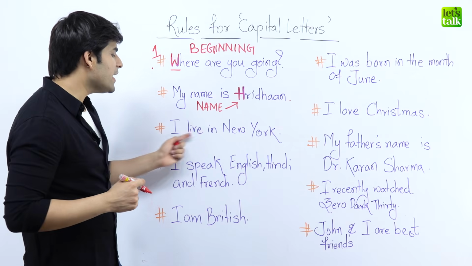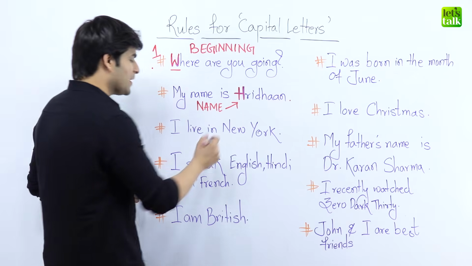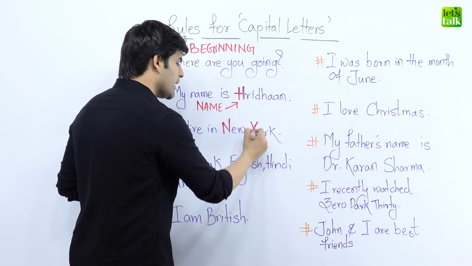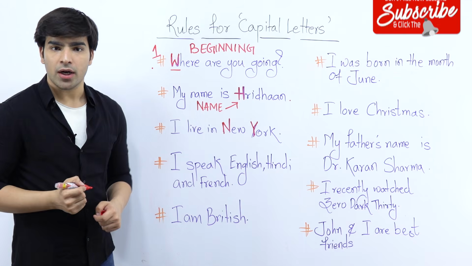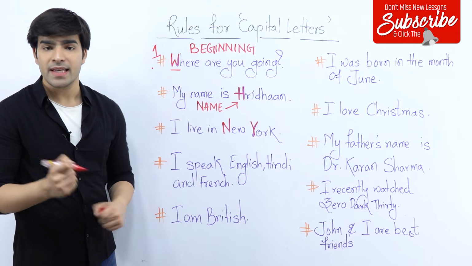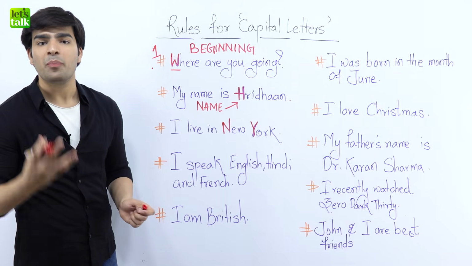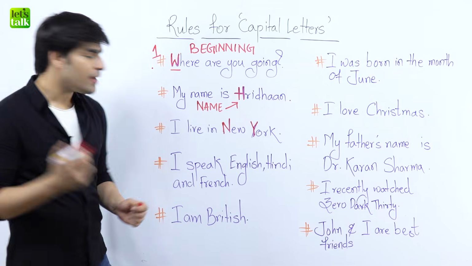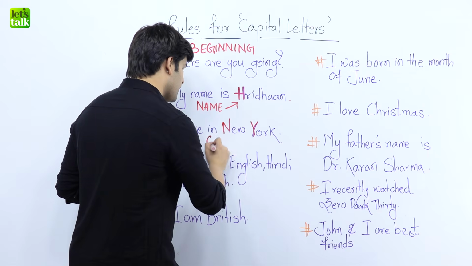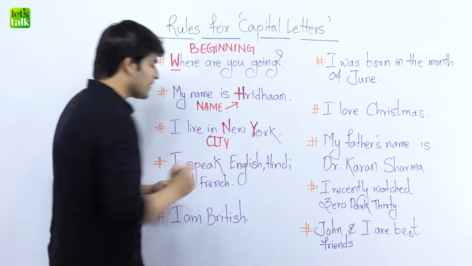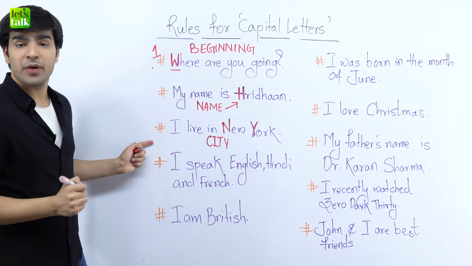Next rule is, I live in New York. Can you guess which is the right one? The capitalized version here is New York. We capitalize the first letter of the name of a city or place that you live in or you come from. This is rule number 3.